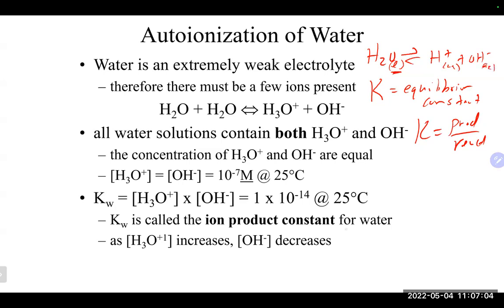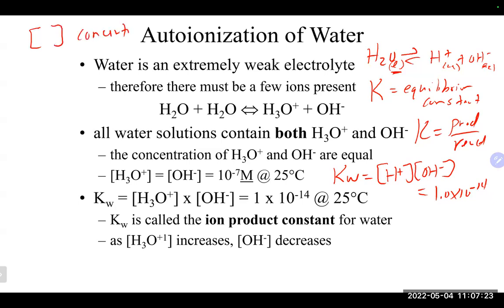So that gets us an important relationship, which is known as KW, the equilibrium constant for water. It is the concentration of H plus times the concentration of OH minus, and it equals 1 times 10 to the minus 14. Again, when you see the little brackets, that means concentration, which basically means molarity, moles per liter. So we can use this to solve for either the H plus concentration or the OH minus concentration if you have one or the other.